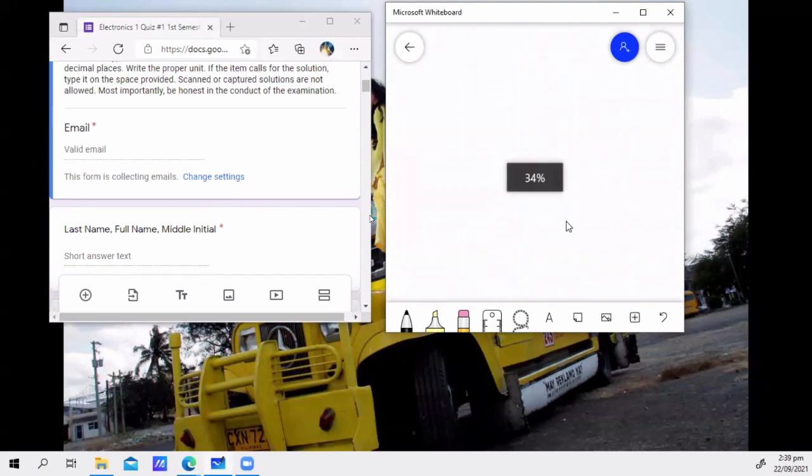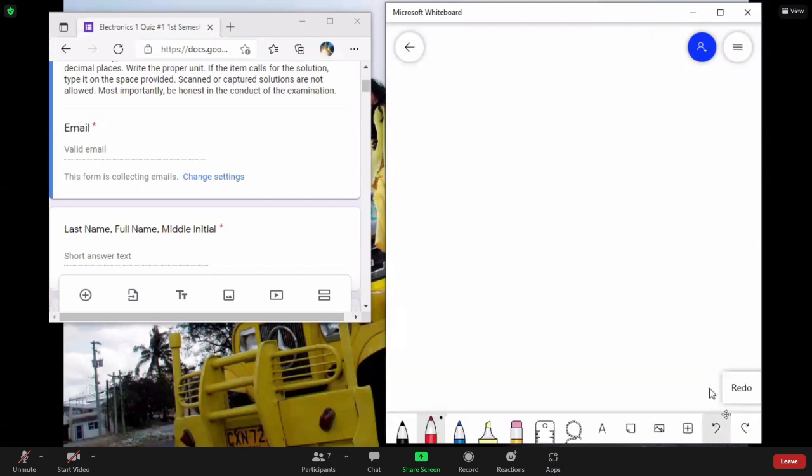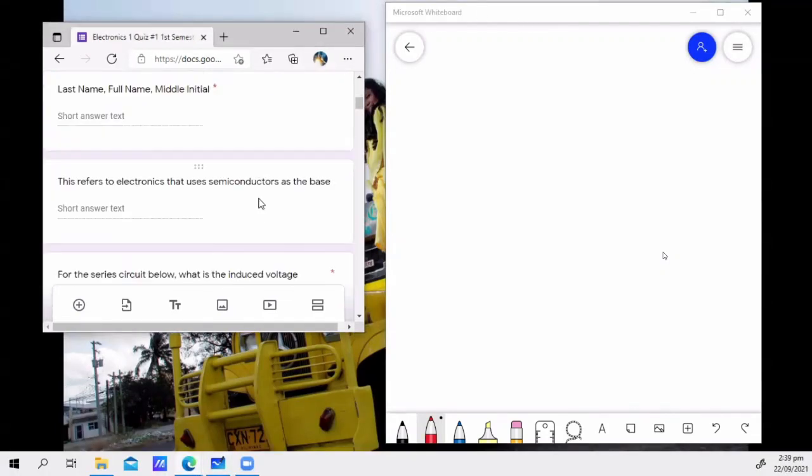So kapag medyo malabo, paki-inform ako kung malabo yung sulat kasi kanina yung nauna kong klase, medyo malabo daw yung sinusulat ko dito sa Microsoft Whiteboard, no? Baka dahil sa internet or something. Basta inform niyo lang ako agad.